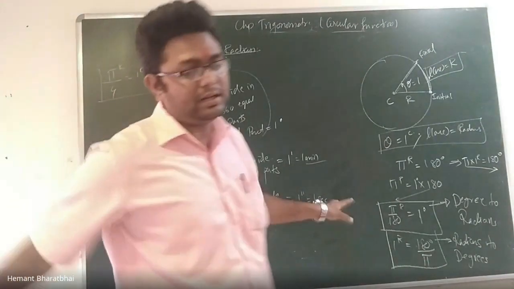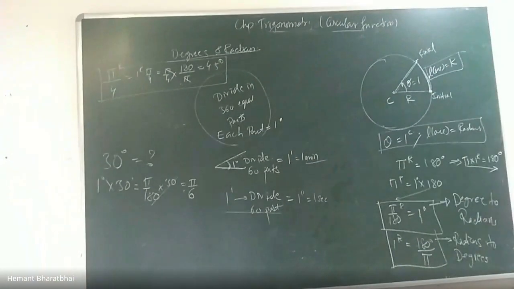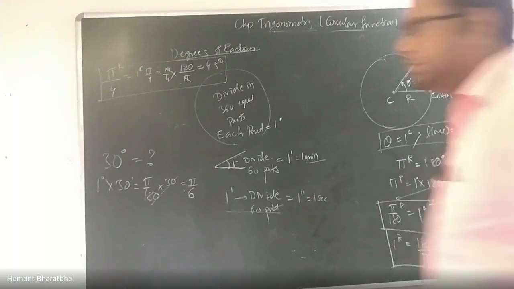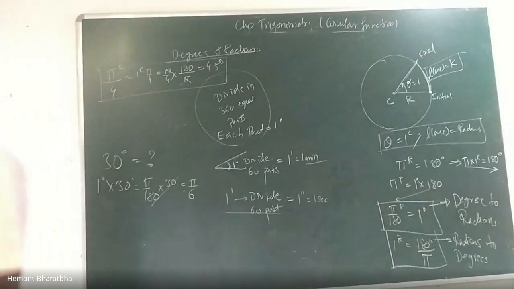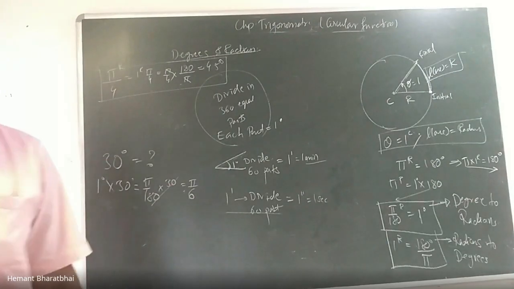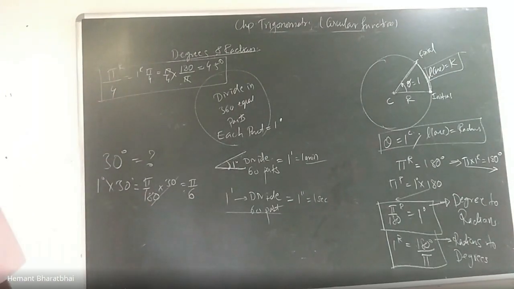So now any value for degree and radian can be converted using this formula. I hope you have understood how to use this formula. Okay, so please take a screenshot of this, and I hope you have understood degrees to radians and radians to degrees. Hope everyone has taken the screenshot. Okay, let's move ahead.